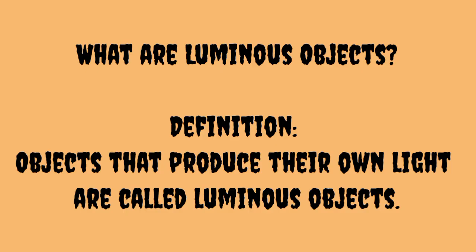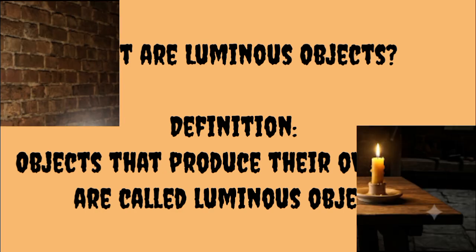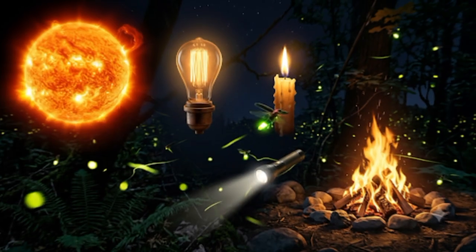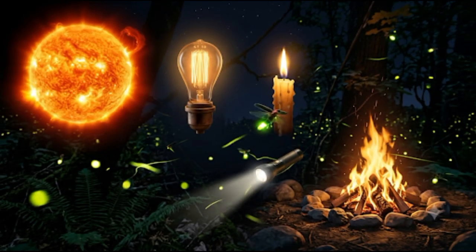Let's start with the definition of luminous objects. Objects that produce their own light are called luminous objects. For example, torch, bulb, lantern, candle, all these objects are luminous as they are producing light. Here fire, firefly, torch, bulb and burning sun.